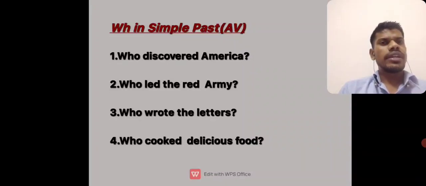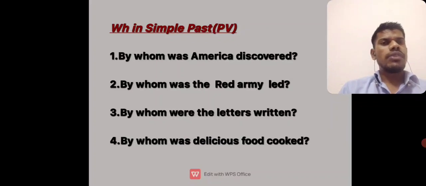Let us see this one in the passive form. Whenever you find a WH word, first we have to take the preposition, that is by, and use it at the first. So, by whom was America discovered? We are talking about only one country, so we have used only was. If I use America, England and India, then we use by whom were America, England and India discovered. Here we are talking about only one country, so I have to use only was.